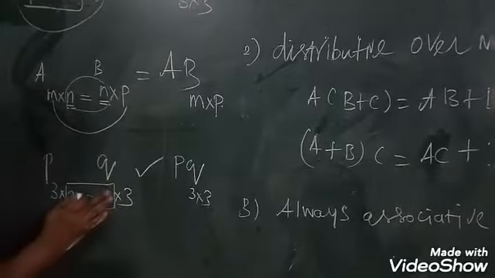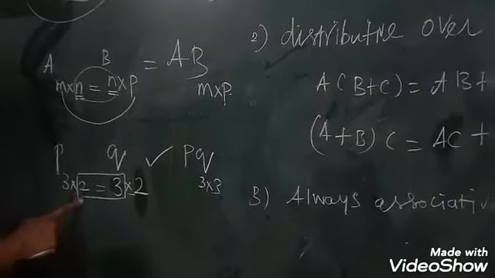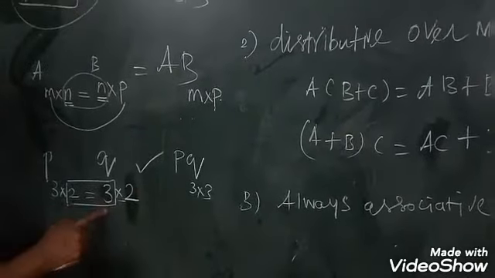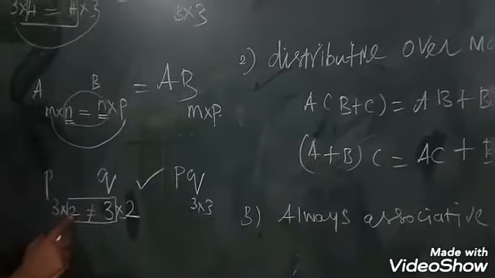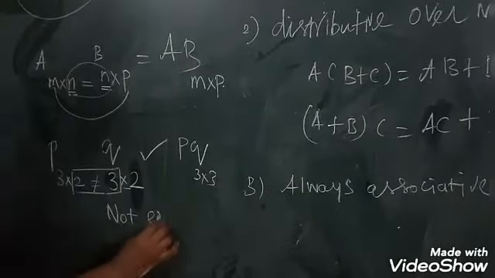Similarly, suppose I change the order. See girls, here the first matrix column and the second matrix row are not equal, because here it is 2 and 3. It is not equal, which means it cannot exist, or cannot be multiplied.